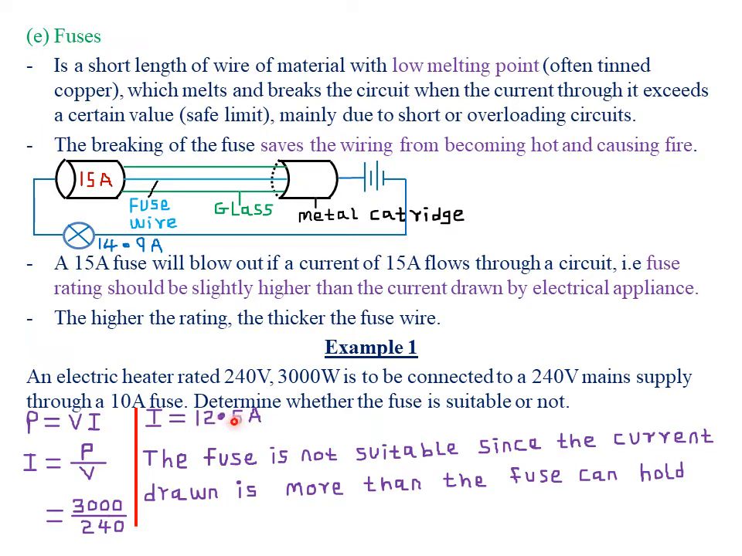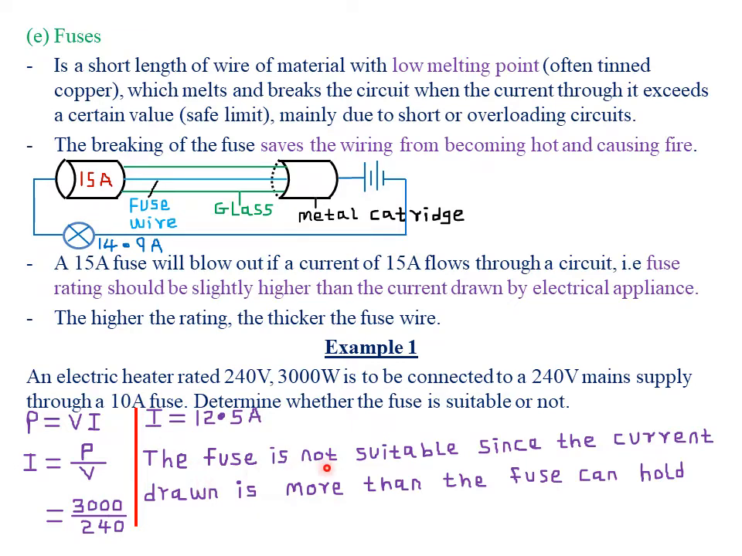Now, if you look at the amount of current that has to be drawn by the electric heater, it is actually 12.5 amperes. But the fuse that is connected is actually a 10 ampere fuse. So that simply means that this electrical appliance wants to draw more current than our fuse rating. Remember, if a current of 10 amperes or more than 10 amperes flows through this particular fuse, the fuse will actually blow out. It will blow out because that excess current will cause the electrical energy to be converted into heat energy, which will cause our fuse wire to actually melt out. Therefore, this fuse is not suitable for this electrical appliance.